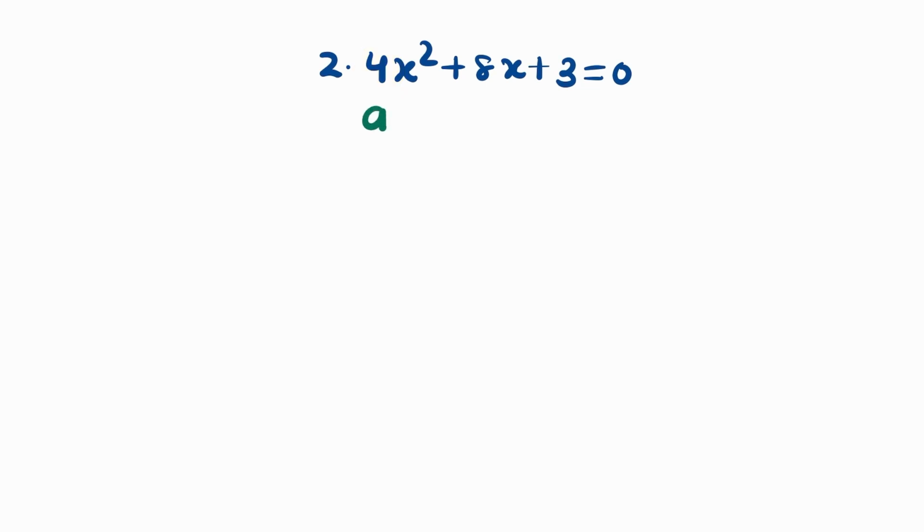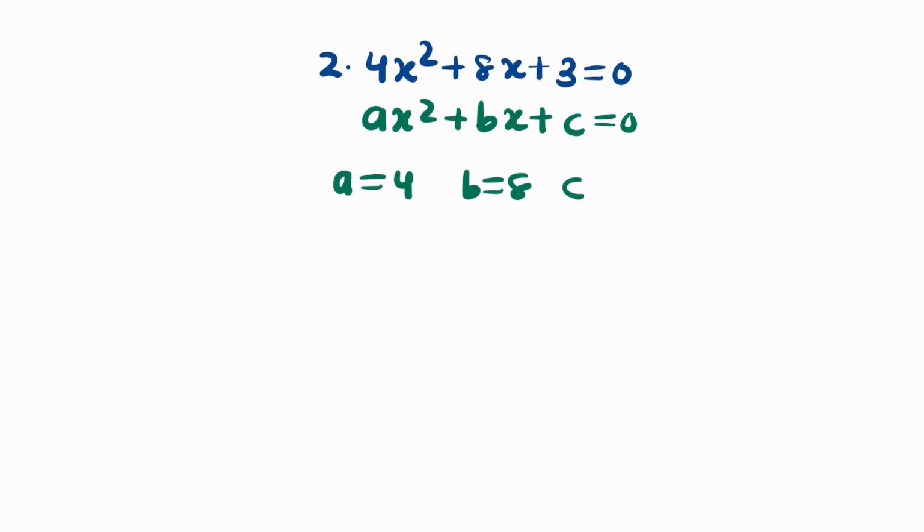Now a quadratic equation is in the form of ax squared plus bx plus c. If we identify the a, b and c terms here, a is the coefficient of x squared, which is equal to 4. And then b is the coefficient of x, or the value in front of x. Here it is 8. b is equal to 8. And c is the non-x term of the equation, which is equal to 3.